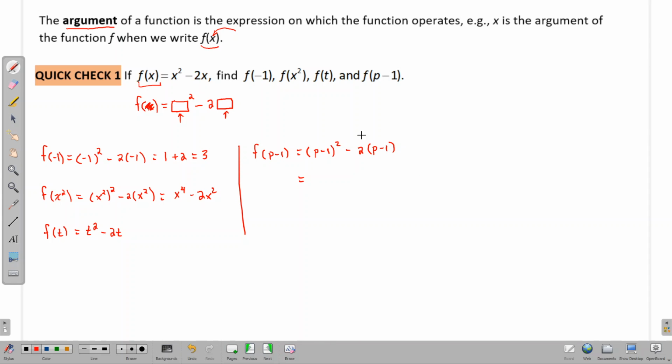Okay, here be careful. Remember that when you're squaring a binomial, you don't get to just square each of the terms inside. This actually means p minus 1 times p minus 1, and so you have to FOIL that. So if we FOIL it, we're going to get p squared minus 2p plus 1, and then you can distribute the negative here, minus 2p plus 2. And then this one we do have some like terms, so we have p squared minus 4p plus 3, and that's it. So this is what we get when we plug p minus 1 into that function.